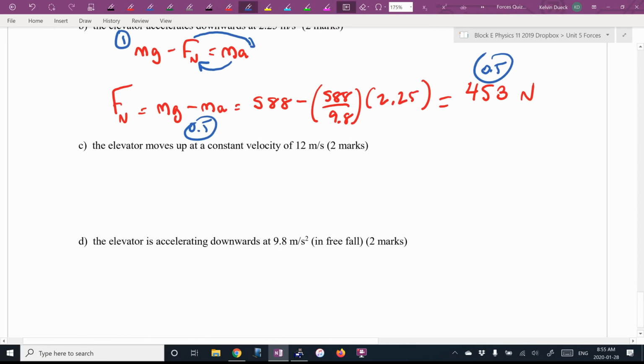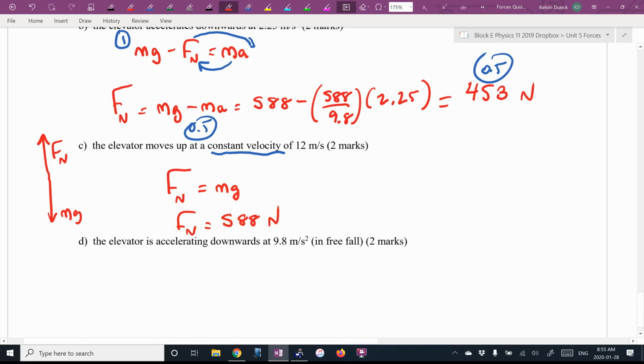Elevator moves up at a constant. Ooh. Here, I would still have gravity down. I would still have normal force up. Will the normal force be bigger, smaller, or the same size as mg? In fact, it's a tie. I can say the normal force equals mg, which means it's going to just be 588 newtons. Ta-da. 1 mark, 1 mark.